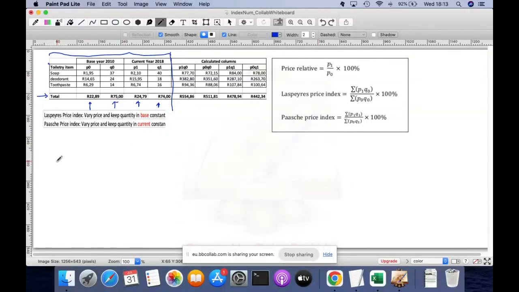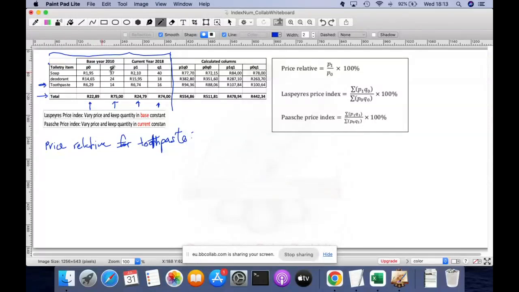Say the question asks you to work out the price relative for toothpaste. So the question is: work out the price relative for toothpaste. All right, so let's work this out. Let's look at toothpaste, which is here. Now they ask us for the price relative.